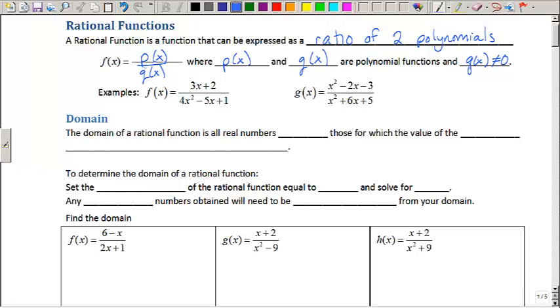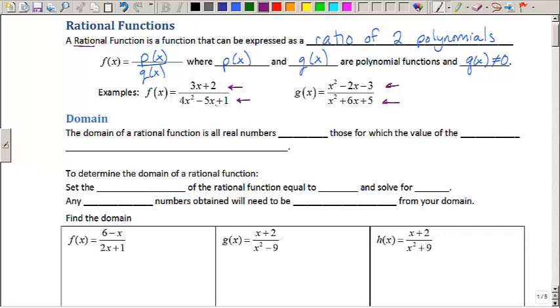So here are two examples of what a rational function can look like. F of x equals 3x plus 2 over 4x squared minus 5x plus 1. Notice this numerator is a polynomial. The denominator is also a polynomial. When you take the ratio of these two polynomials, the entire function then becomes a rational function. Rational, again, coming from the word ratio. Similarly, in g of x, the numerator is a polynomial, the denominator is a polynomial.